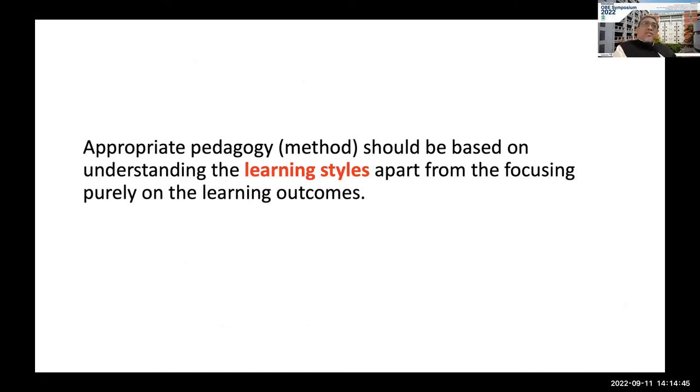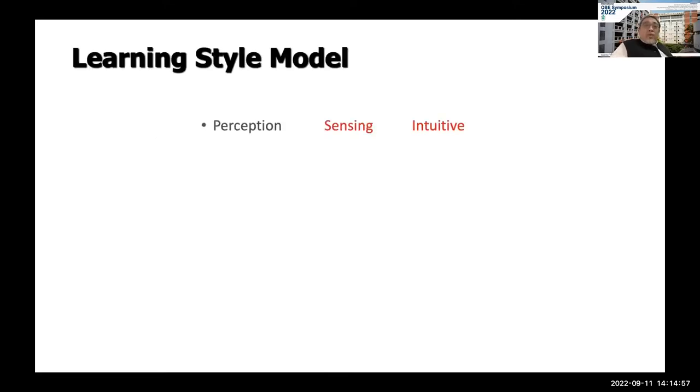You know, the students are still not learning despite us applying different methods, different pedagogy, to make sure that they learn. So it could have been that it does not match with the learning style. One of the things that we look at is how we look at things, our perception, it could be as a sensor or somebody who is very intuitive.